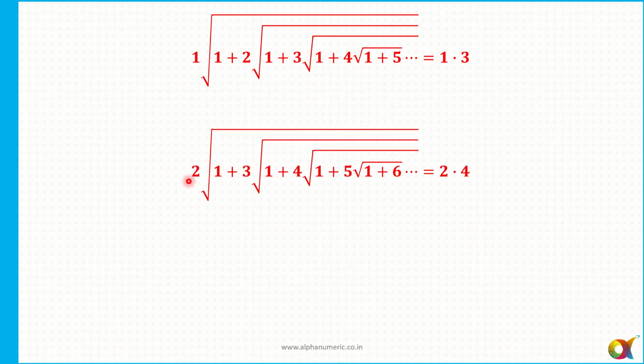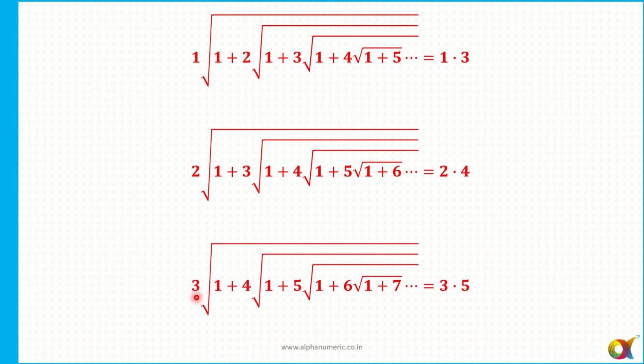Similarly, if I start from 2, then 2 into root of 1 plus 3 into root of 1 plus 4 into root of 1 plus 5 into root of 1 plus 6 and so on. Now here the pattern is starting from 2, so 2, 3, 4, 5, 6, and this value is always equal to 2 into 4, which is 8.